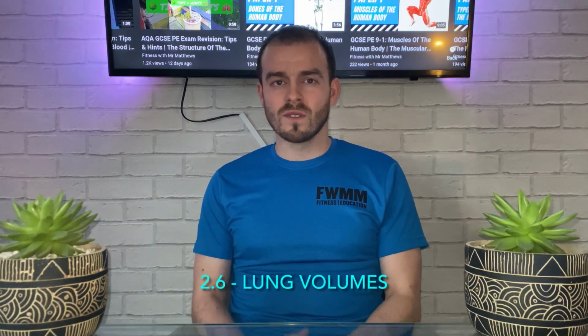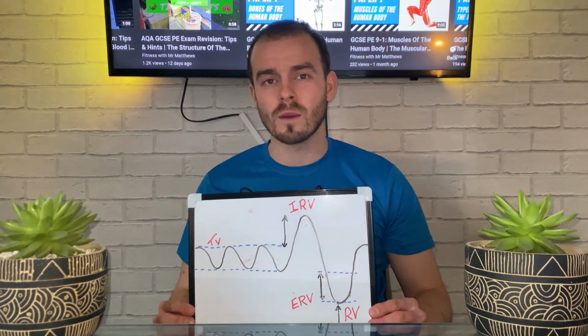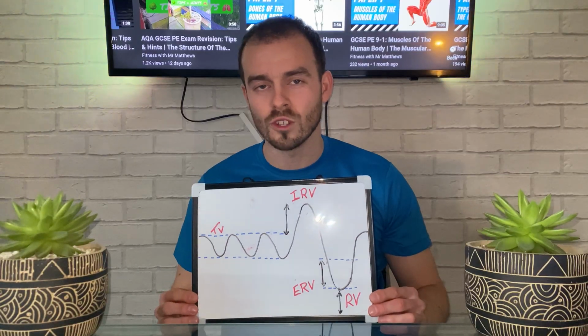In relation to this topic, you also need to be able to interpret a spirometer trace. So a spirometer is a piece of equipment that you might use to measure lung volume. So there are 4 types of lung volume that you need to understand. There's tidal volume, there's inspiratory reserve volume, expiratory reserve volume, and residual volume. So let's build on that. I have my small trusty whiteboard to help support your understanding.